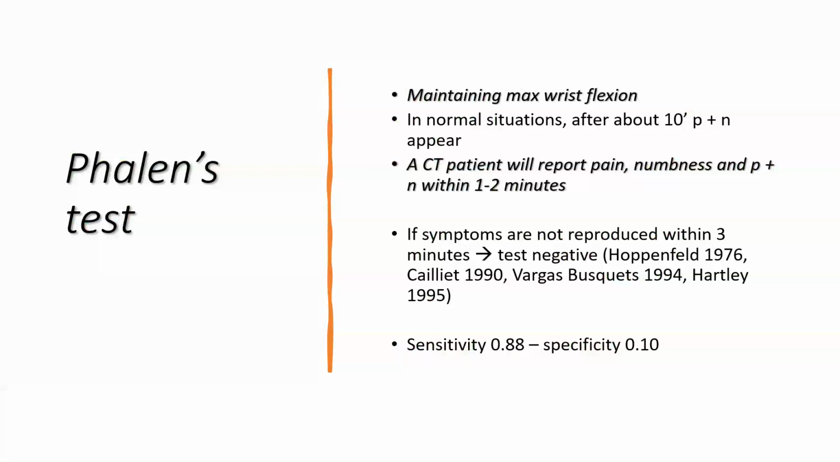Or Phalen's test. Yeah, you keep the wrist in maximal flexion. And a carpal tunnel patient will report pain, numbness, and paresthesia within about 1 or 2 minutes. And if the symptoms are not reproduced within 3 minutes, then the test is considered negative. Again, high sensitivity, but a very low specificity.